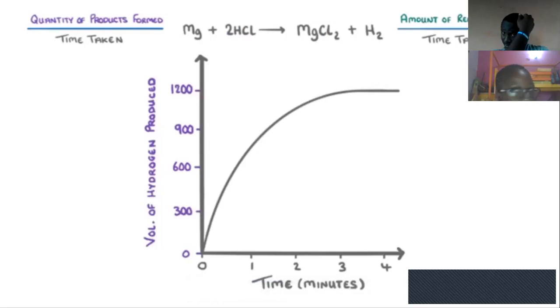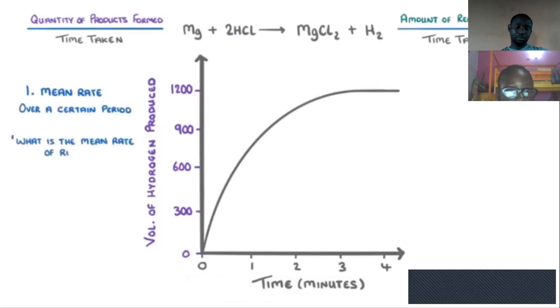With a graph like this, there are two main things that you could be asked to do. One is to calculate the mean rate of the reaction over a certain period, which is what we did earlier. For example, what is the mean rate of reaction in the first 3 minutes?